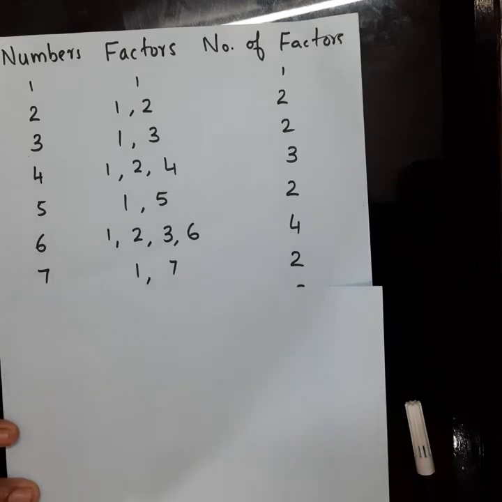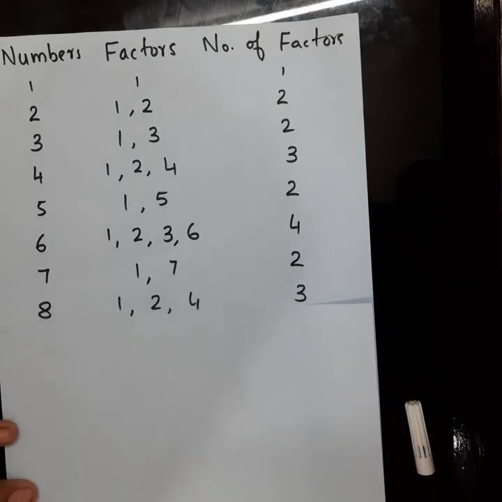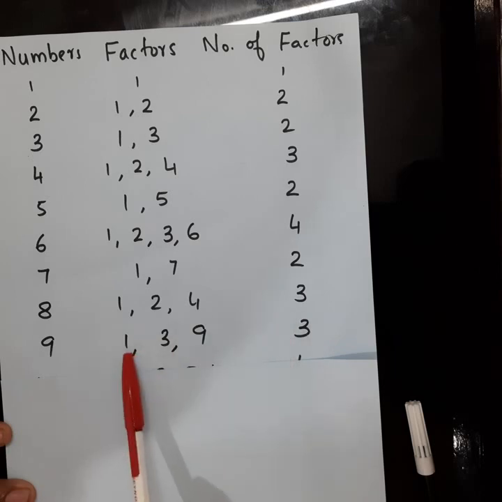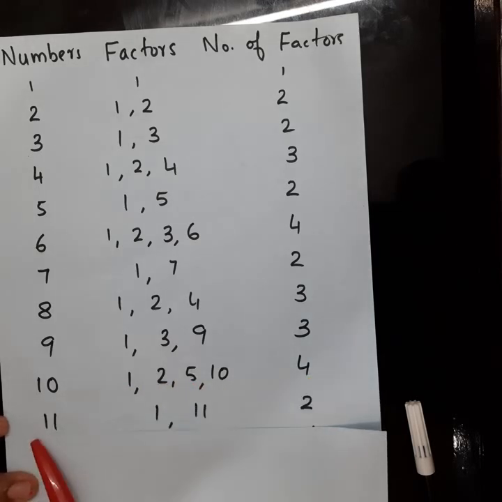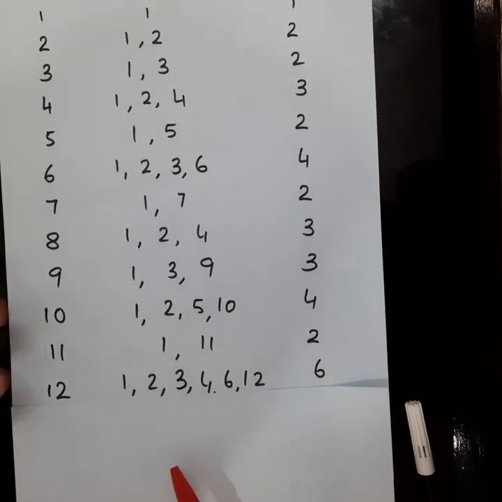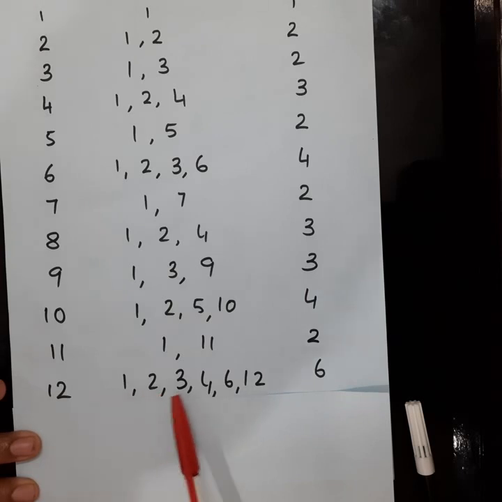The number 7 has 1 and 7 only. How many? 2. The number 8 has 3 factors: 1, 2, 4. The number 9 also has 3 factors: 1, 3 and 9. The number 10 has 1, 2, 5 and 10. 4 factors. 11 has 1 and 11. 2 factors.